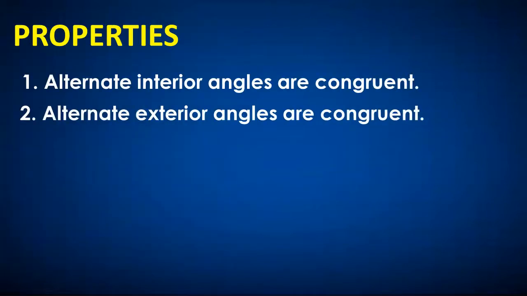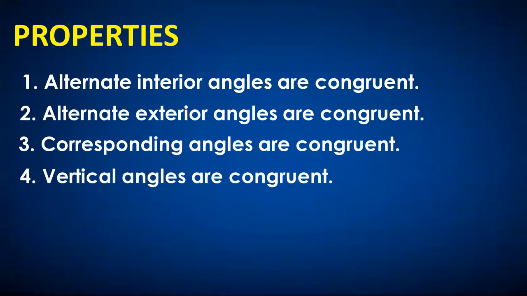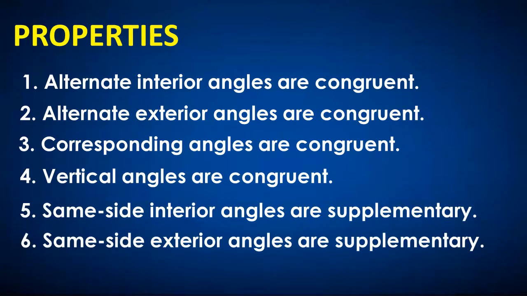So, again, mahalaga na sa ulo natin yung mga properties para hindi tayo maligaw kapag nagsosolve tayo ng measure. So, again, alternate interior, alternate exterior, corresponding and vertical angles, yung pair na yon ay congruent. While yung same side interior and same side exterior ay parehas silang supplementary. So, ipag-a-add mo, equal mo siya sa 180.